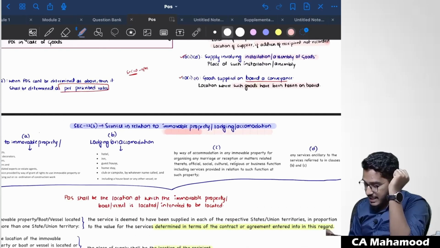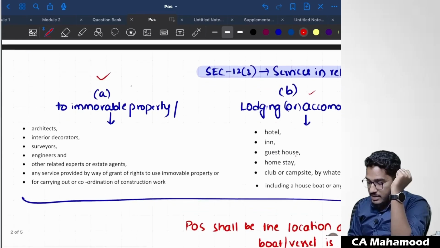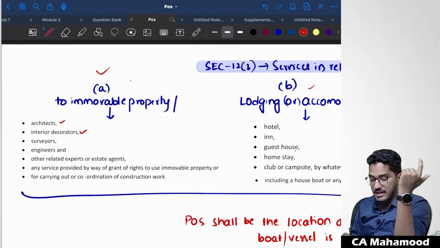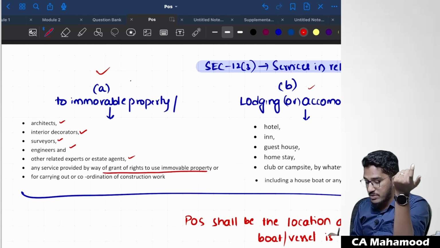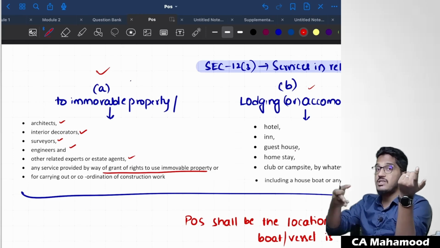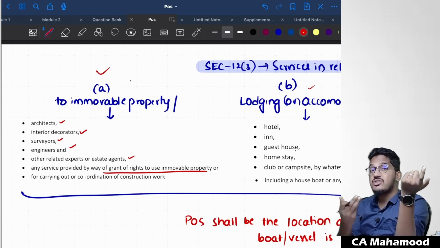12 subsection 3 is actually covering 4 categories of services: clause A, clause B, clause C, clause D. What are they? Under clause A, services which are related to immovable properties, like architect services, interior decorators, surveyors, engineers, other related experts or real estate agents. Any services provided by way of grant of rights to use immovable property. Nothing but I am giving my immovable property on rent. Renting of immovable property is also a service in relation to immovable property only. Or carrying out or coordination of construction work.